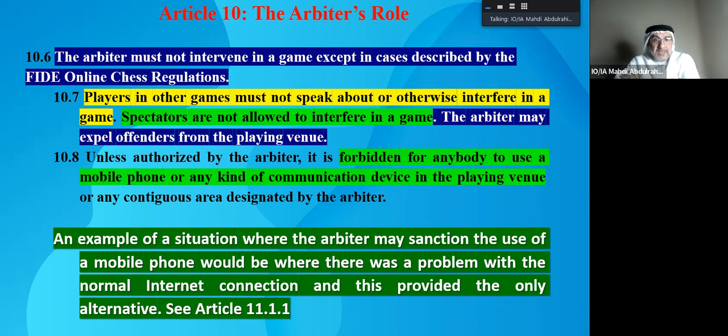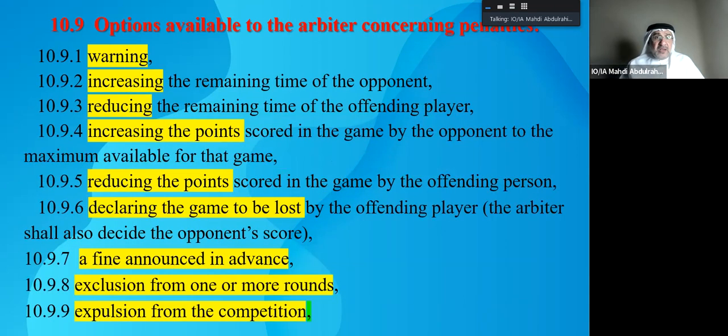So here is an example of a situation where the arbiter may sanction the use of a mobile phone. During an Asian competition, a player was winning the game, but the Zoom arbiter discovered there was a mobile on the table. The player said, oh, this was switched off. I said, not allowed anything to be on the table, even switched off. So we gave him a loss, because it was against the rules. So then we have sanctions.